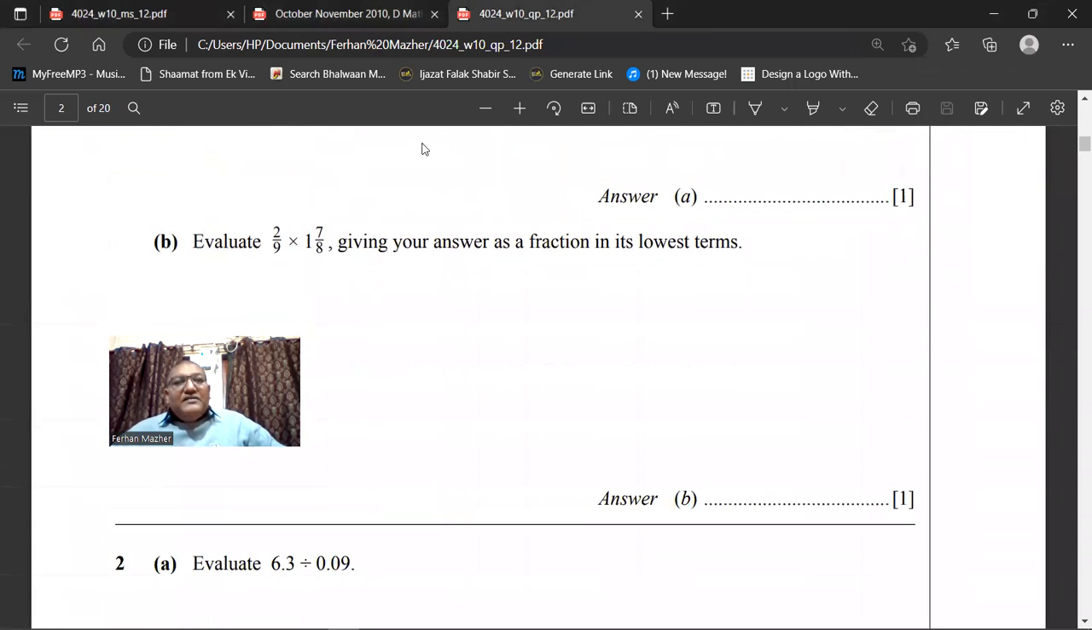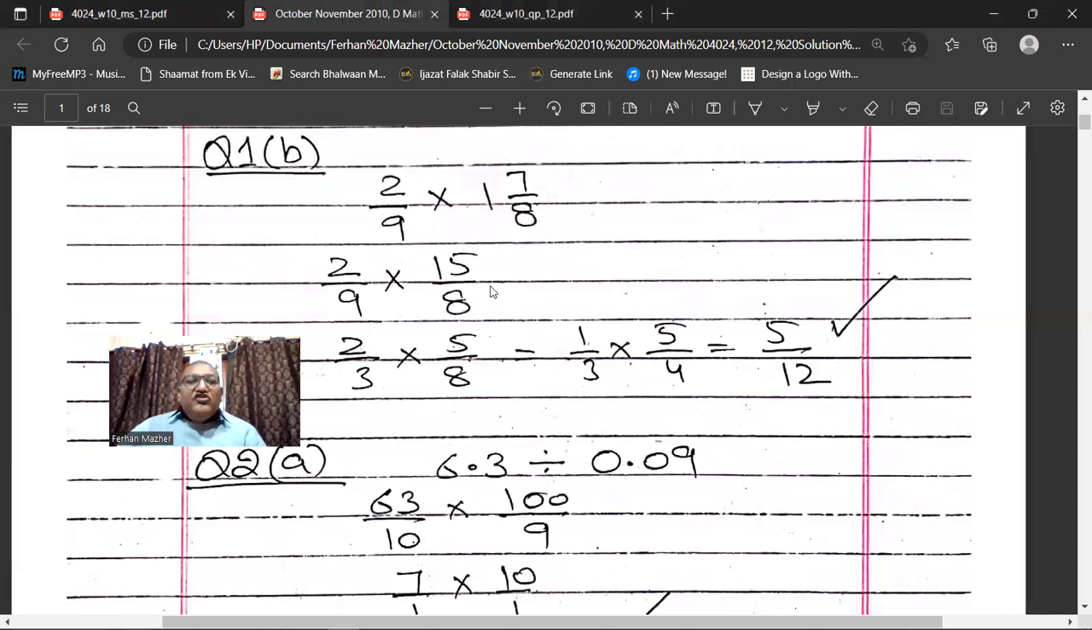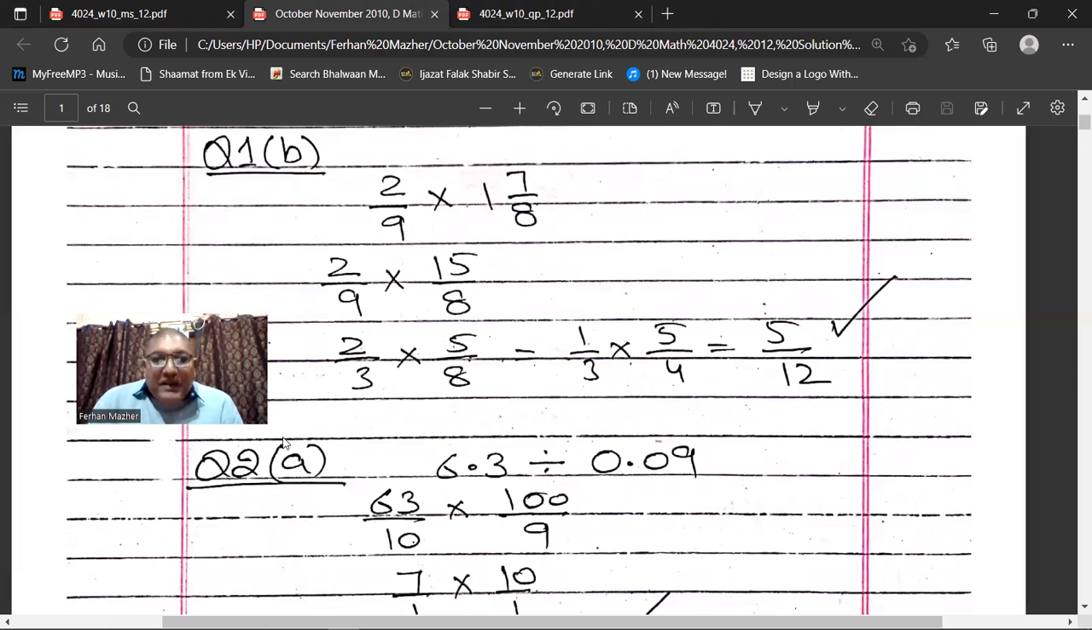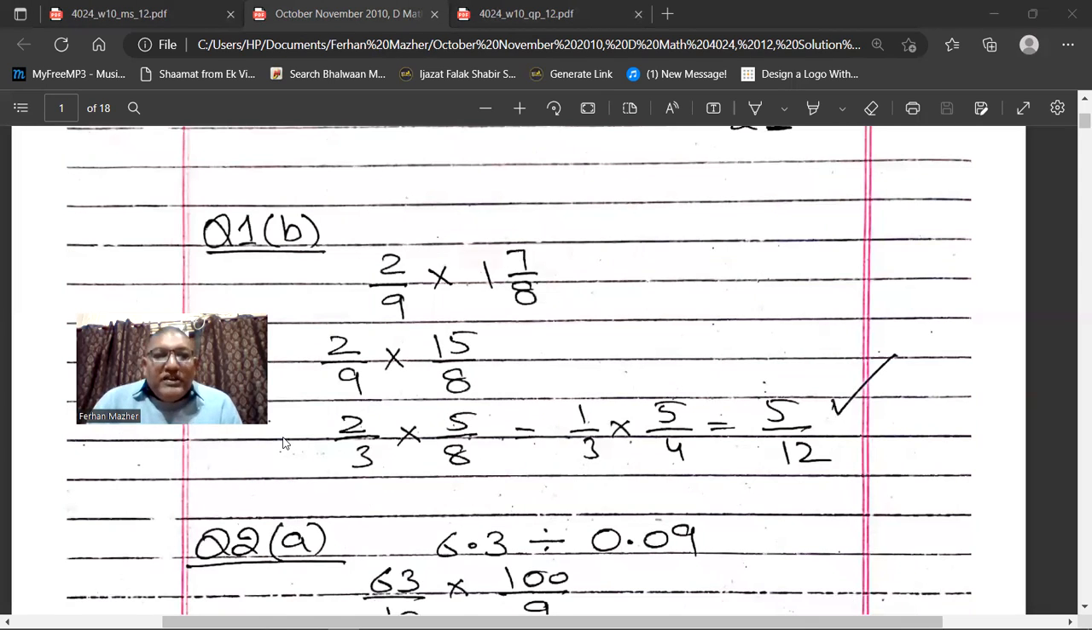Okay, so we are going to the next part. The next part is, he says 2 by 9 multiply 1 whole 7 by 8. He says, give your answer as a fraction in its lowest terms. Here we have two fractions multiplying with each other. When two fractions multiply, the numerator multiplies with the numerator, the denominator multiplies with the denominator, and the numerator and denominator can be cancelled if they can be cancelled. So it will be 2 by 9 multiply 8 ones are 8, 8 plus 7 is 15, 15 by 8. So it will be 2 by 9 multiply 15 by 8.